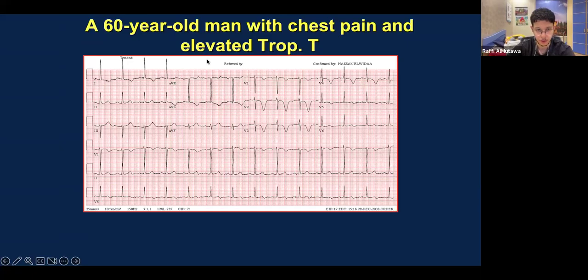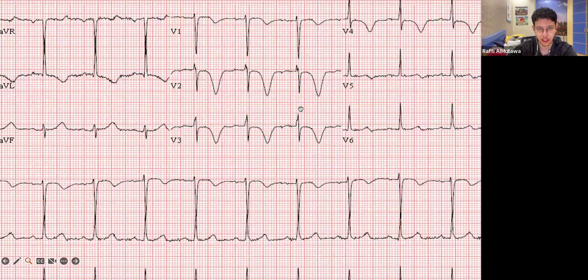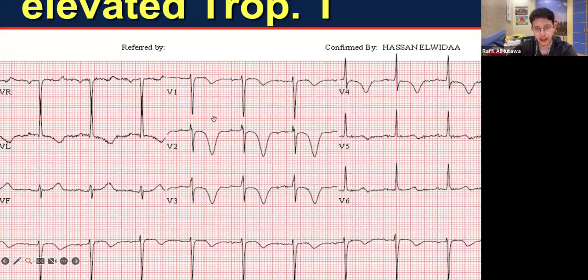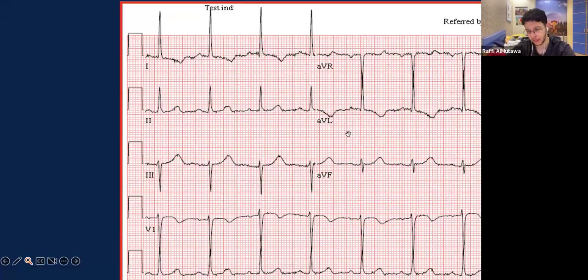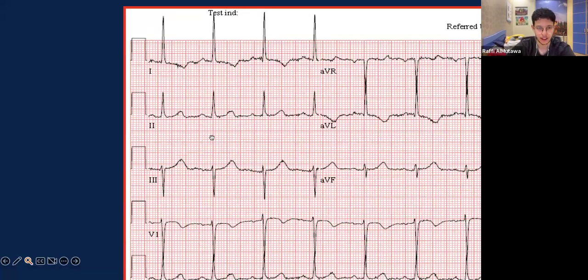Okay, so someone said it could be a posterior MI or it could be an NSTEMI. Let's look. There's an inversion in V1, 2, and 3, and V4. So we agree they have T-wave inversions, which means we should look at 2, 3, and aVF because this might be reciprocal changes of an MI. Do you guys see an ST elevation in 2, 3, and/or aVF?